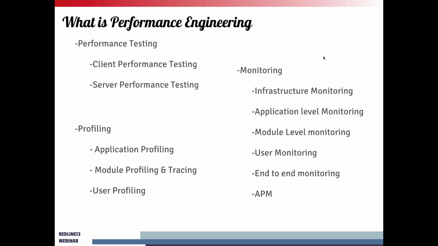Again, performance engineering is more about the software architecture itself rather than only functional testing, because in the traditional QA method we used to do only functional testing, whereas performance testing and performance engineering rely more on application architectures and how the application is deployed.